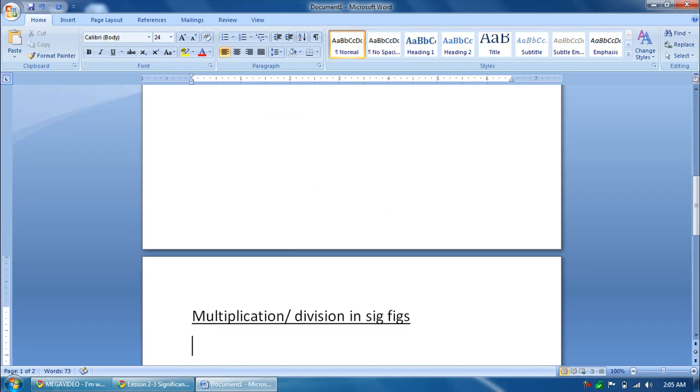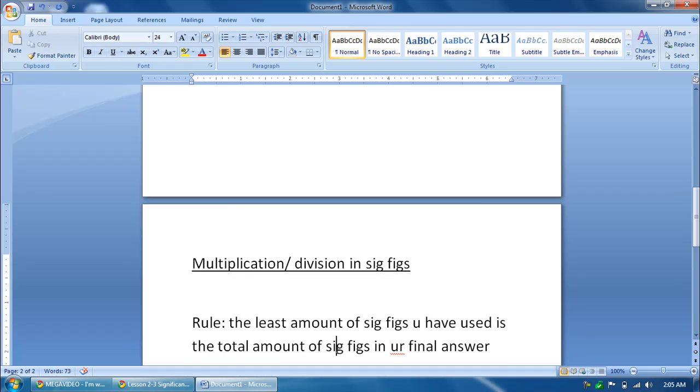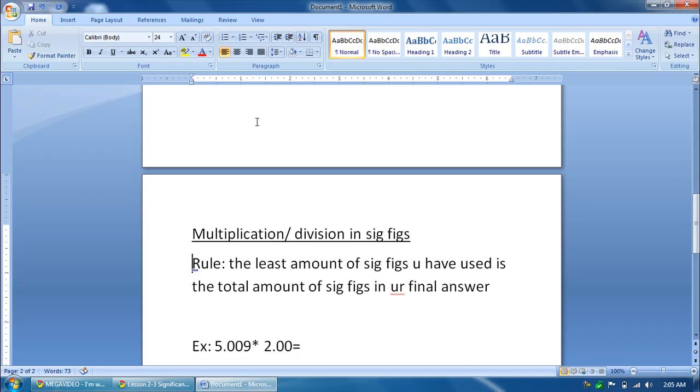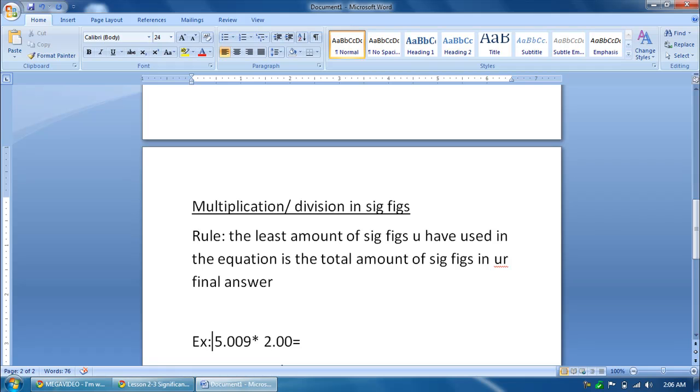Now let's look at problems with multiplication and division in sig figs. The rule for multiplication and division is the same for both: the least amount of sig figs you have used in the equation is the total amount of sig figs in your final answer. So let's go over what I mean.